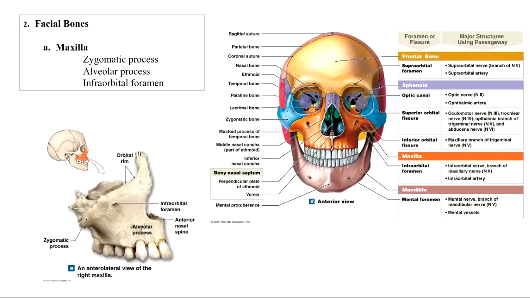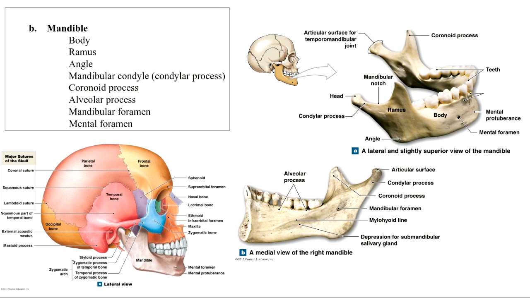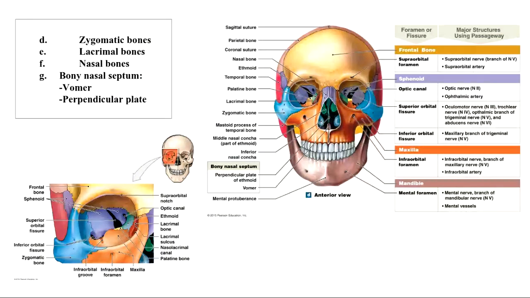Facial bones, the maxilla. There's several sites within the maxilla that you want to identify. The mandible, your jaw, has several sites as well. So I've tried to include several pictures there so you can identify all these different features. Should be pretty straightforward. And then you have some smaller bones, like the zygomatic bone, which you probably refer to as your cheekbone.